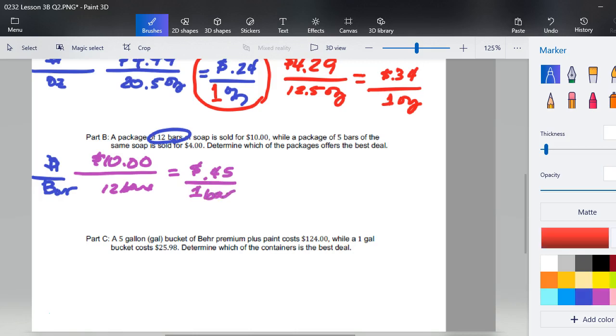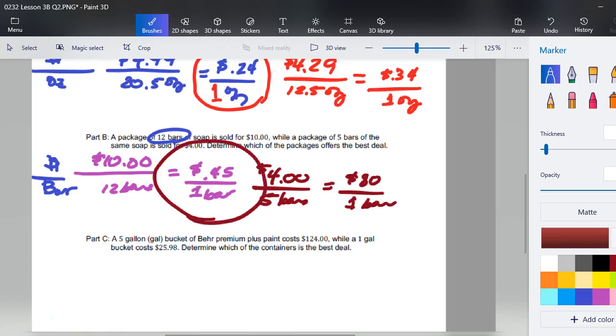And then over here, let's go ahead and change colors. And the other one is that for $4, I can get 5 bars. So again, a quick calculation, 4 divided by 5, and I'm getting 80 cents for every 1 bar. They're asking us to get these to unit rates and then compare. And here's our winner. The $10 package of 12 bars, that's almost half of what the other one is costing. And you can even say comments like that it's almost half the price per bar to go ahead and purchase the package for $10 with 12 bars.